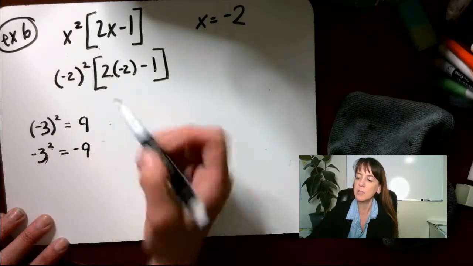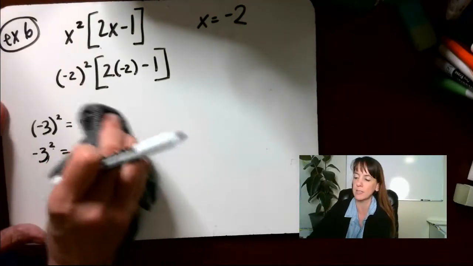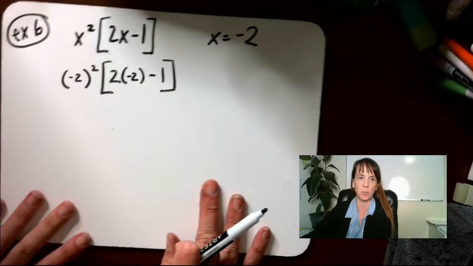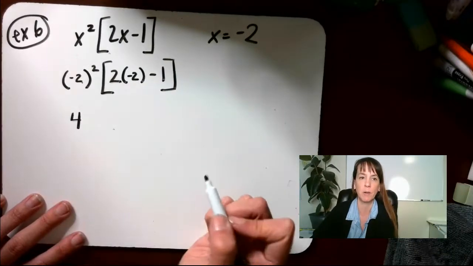Do you see the difference between those two? One is positive, one is negative. This is why it's really important that you use your parentheses, okay? You will get the wrong answer otherwise. So come back up here, we have -2 squared, which is going to be +4.